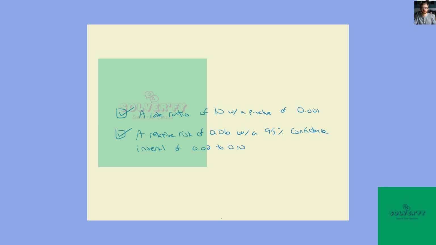The fourth one, a risk ratio of 1.95 with a p-value of 0.5. The p-value is greater than 0.05, which means that the risk ratio is not statistically significant at an alpha level of 0.05.